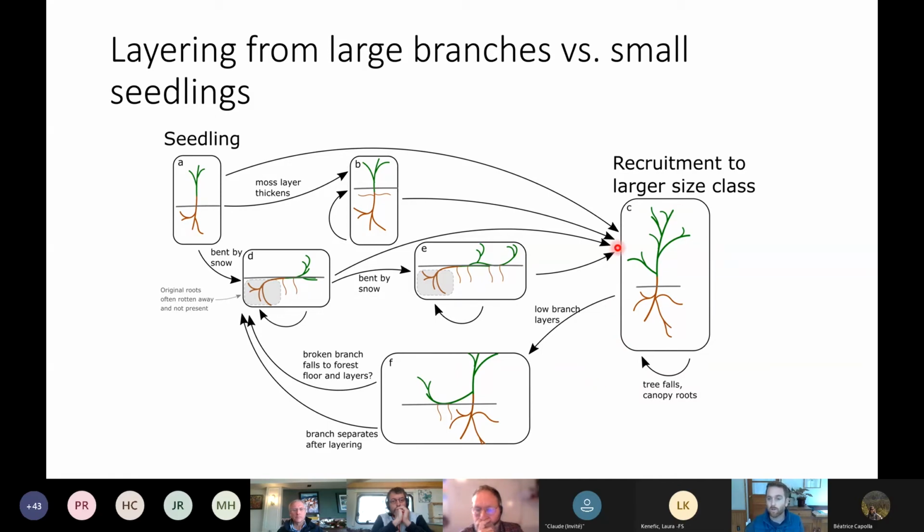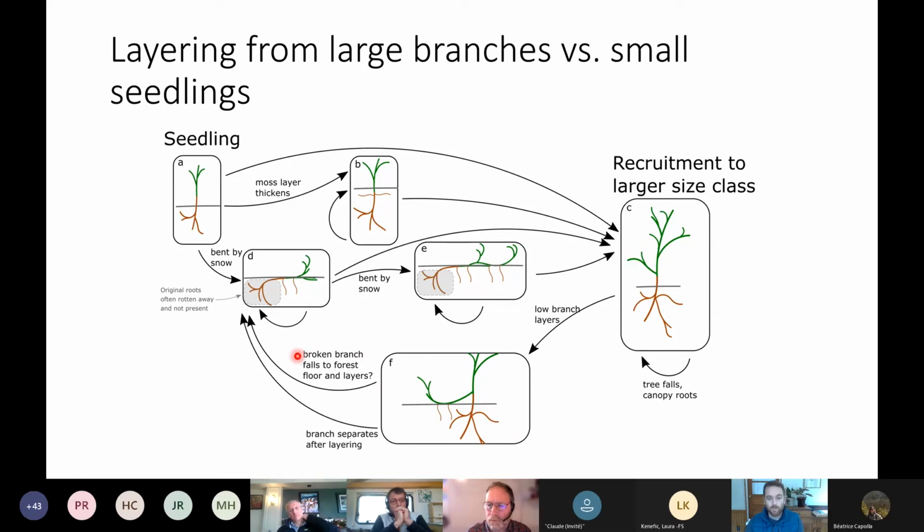So here now we're starting on the right-hand side with a larger individual. And we often think about, as I showed you before, that a low branch will bend down and come in contact with the soil, and that will then lead to the formation of a layer while it's still attached to the parent plant. We didn't often see that in our stands, and oftentimes the canopy of the mature trees was quite elevated, not such that large branches could be in contact with the soil to produce layers.